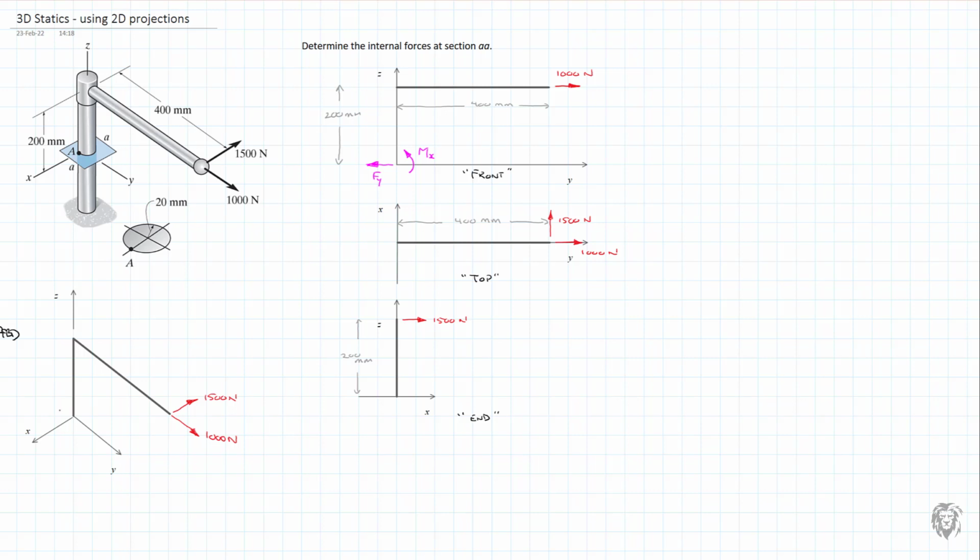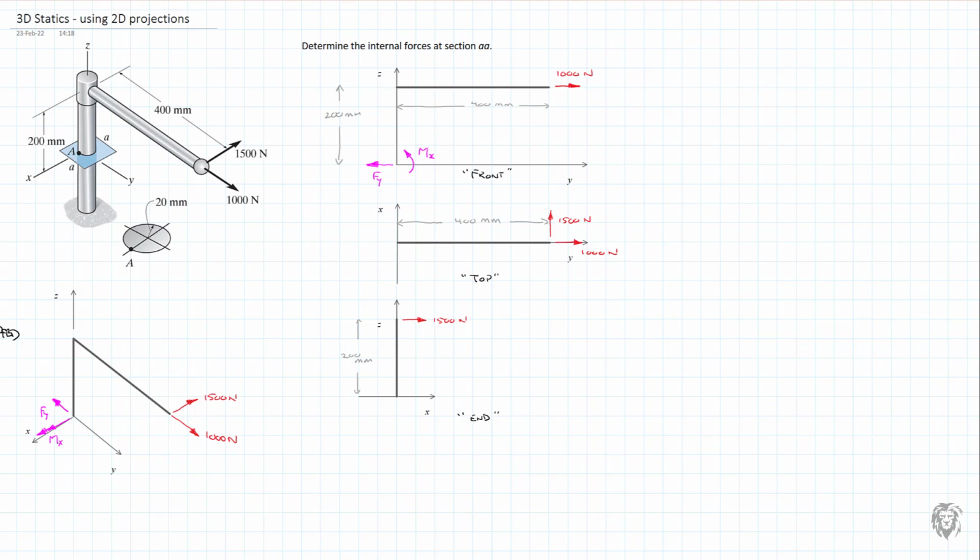We have our F at y, and here we have our moment in the x direction, which is being drawn in our positive x as per our 3D view down here. So I'll put that in here. We have our M at x. Now that's all of the internal forces being caused by the 1,000 newtons as we see it in the front view. So let's go down to the top view.